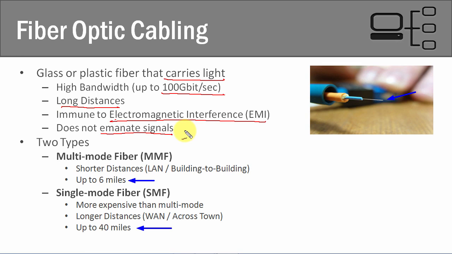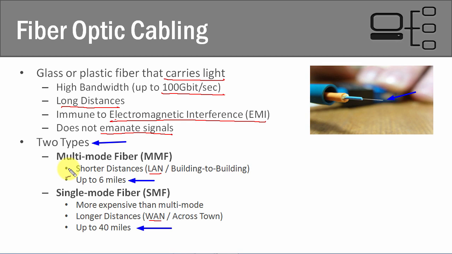Now, there are two main types, multi-mode fiber and single mode fiber, and we'll talk about those more on the next slide. In terms of how they're used, multi-mode is typically used for shorter distances, so for local area networks and from building to building. Single mode fiber, on the other side, is more expensive than multi-mode, and it's used for longer distances, typically wide area networks. You can see this will span 40 miles and this only spans 6 miles. Though if you think about it, 6 miles is probably more than good enough for a campus network, because you're typically not going to have 6 miles between buildings.